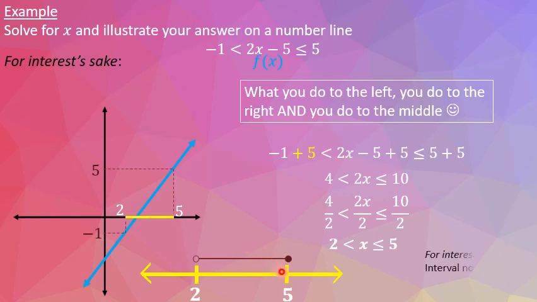Now, for interest's sake, how would we write that as interval notation? Once again, smallest number in the set on the left, biggest number in the set on the right. We did not include the 2, so we used a round bracket, and we did include the 5, so we used a square bracket.